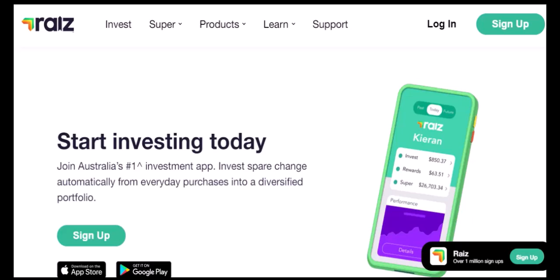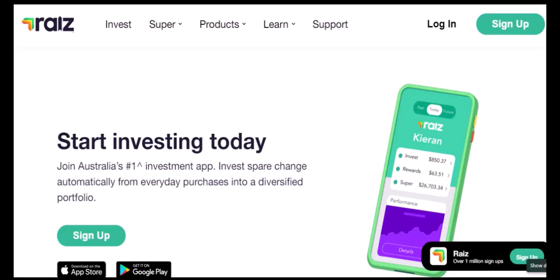Getting started with investing can feel like a big step, and understanding the fees is a crucial part of the journey. For users of micro-investing platforms like Raiz, the fee structure changes significantly as your account balance grows. Knowing when those changes happen is key to making sure your hard-earned money is working for you, not just covering costs.